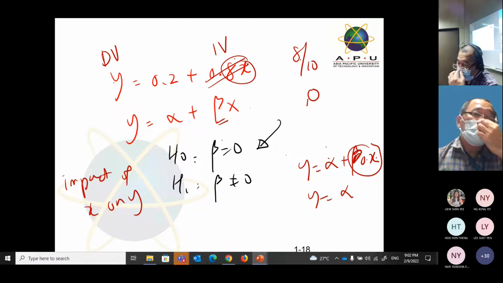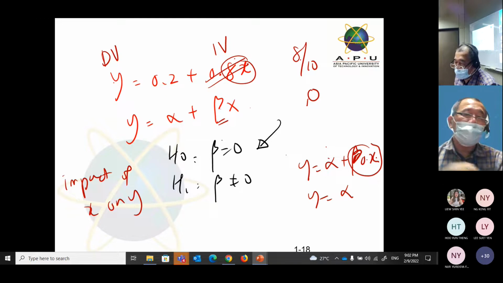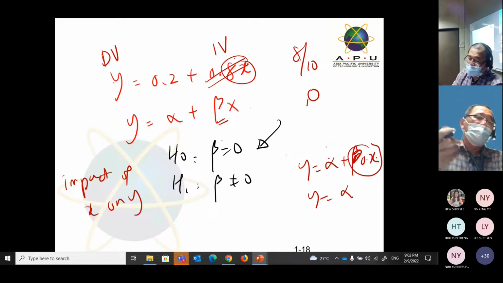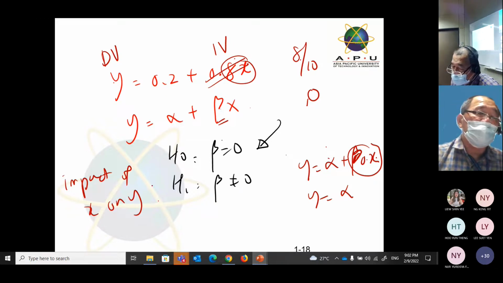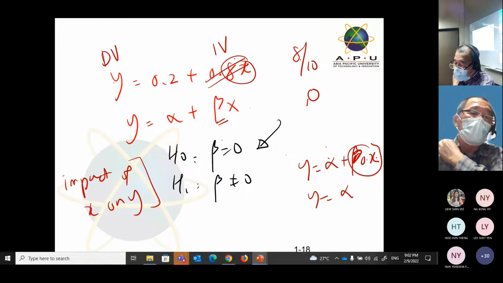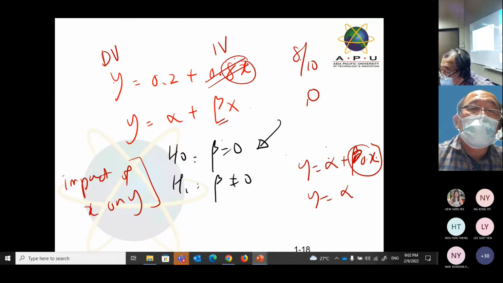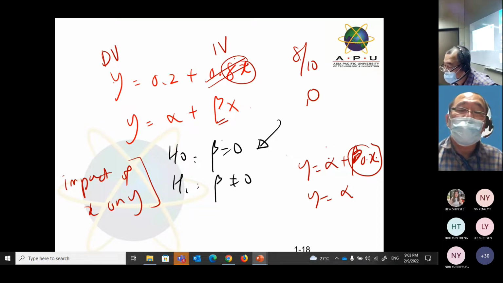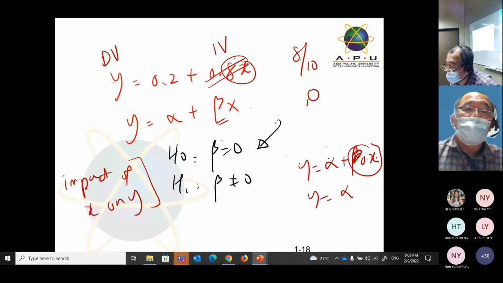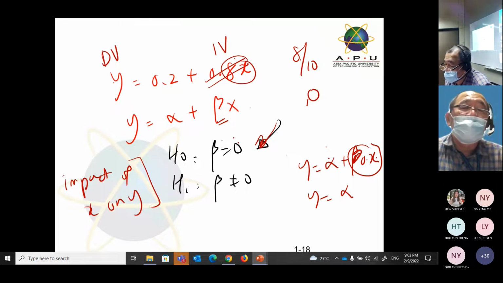Not only relationship, but the impact of x on the y. So relationship is correct, but general. It's more accurate to say the impact of the independent variable on the dependent variable. So now the x disappears. Therefore, beta is 0, meaning that we cannot reject the null hypothesis.